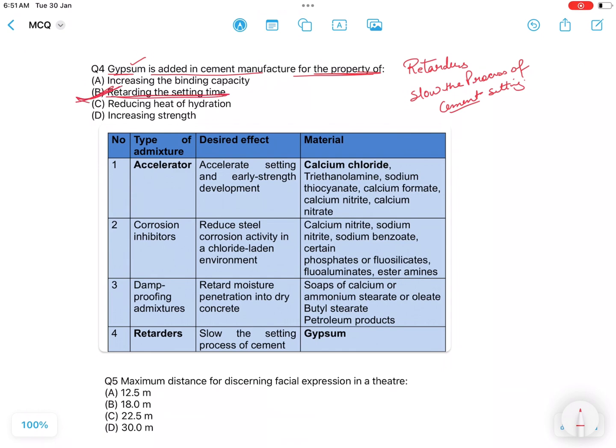B is the option. As for accelerators, we use calcium chloride. For corrosion inhibitors, to reduce steel corrosion we use calcium nitrite, sodium nitrite and certain phosphates, as well as fluorosilicates and fluoroaluminates. For damp proofing admixtures, which retard moisture penetration into the dry concrete, we use soaps of calcium or ammonium. For the retarder, it's gypsum, and it slows the process of cement setting. I hope you have got this one as well.